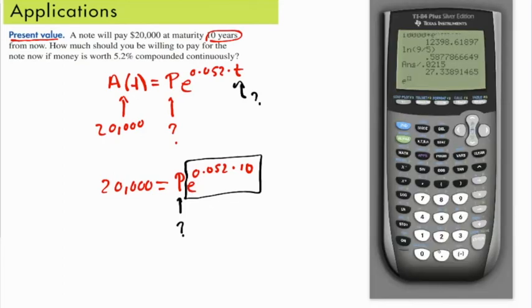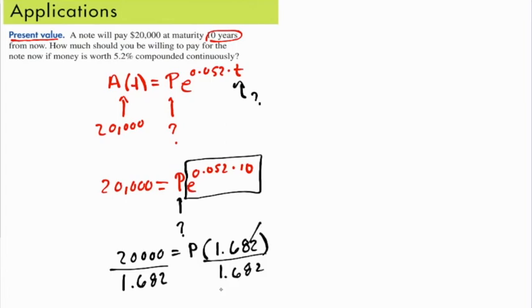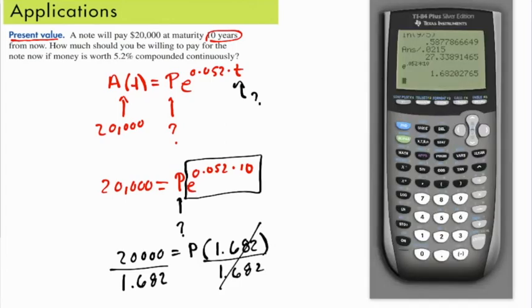e raised to the 0.052 times 10 gives me 1.682. So 20,000 equals P times 1.682. And we'll divide both sides by that. And that tells me I should be investing about $11,891.